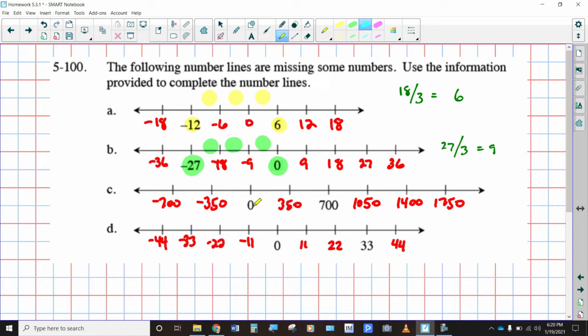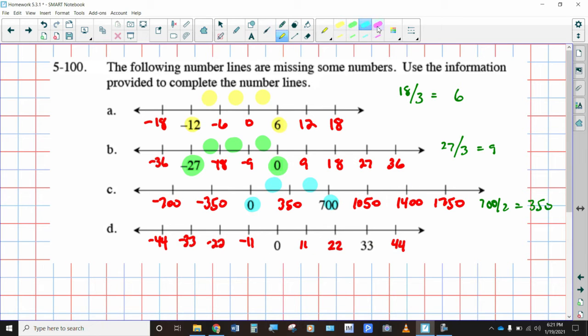For this one, you're going from 0 to 700. So you're increasing by 700, and you're doing it in 2 steps. So 700 divided by 2 means you're counting by 350s. So you can see the counting sequence, counting by 350s.